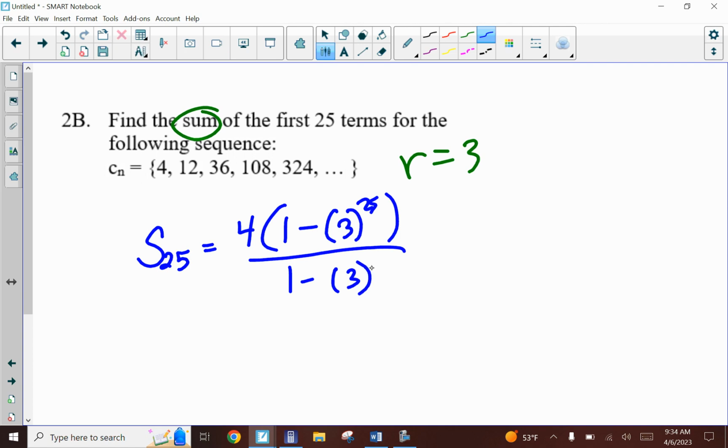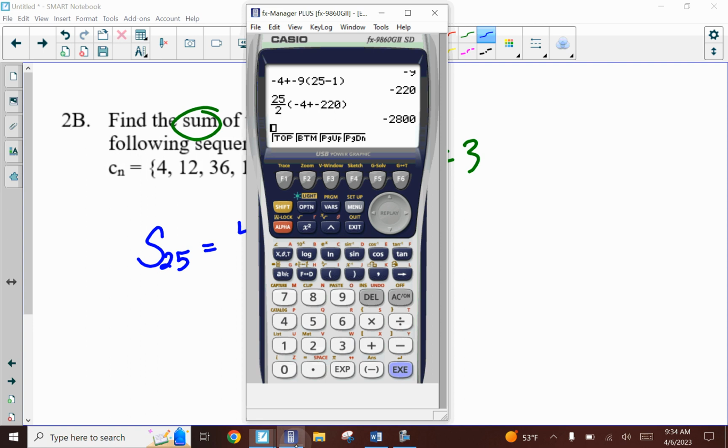Now, when you type this in the calculator, it is going to look like this. It's going to be 4 times (1 minus (3) to the 25th power), which is going to give you a very, very big number. Let's get that parentheses regular size. And then we're going to have 1 minus (3).